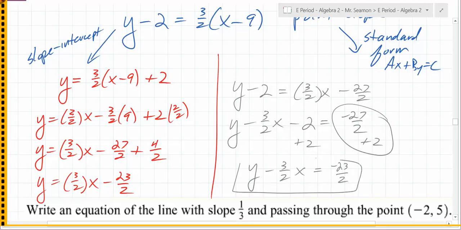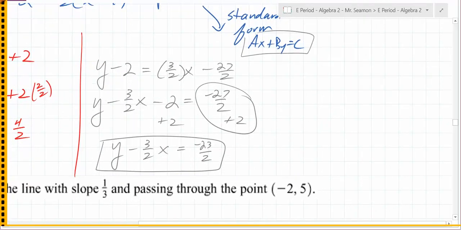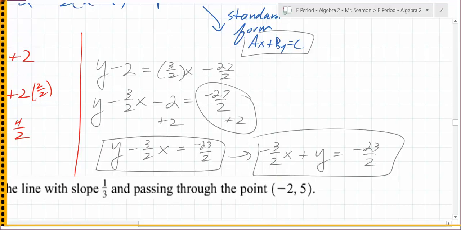This right here, what form is that in? Is it in the right order, though? We want it to be ax plus by equals c. Is that in the perfect order? Yeah, what would it be? Negative 3 over 2x plus y is equal to negative 23 over 2. 3 ways to write the same line.